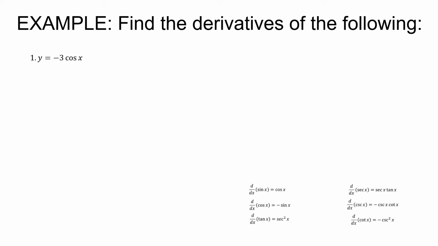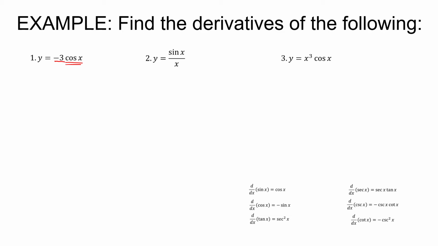Kagaya nito, si number 1. Y is equal to negative 3 cos x. Technically speaking, that means negative 3 times the cosine function x. Ibig sabihin, negative 3 is a constant. So, we will try to look at the formula of the constant multiplied to a function. Sa constant multiplied to a function, pag may constant daw na negative 3, kokopyahin mo lang yan. Tapos, kukunin mo yung derivative ng second function na cosine x.